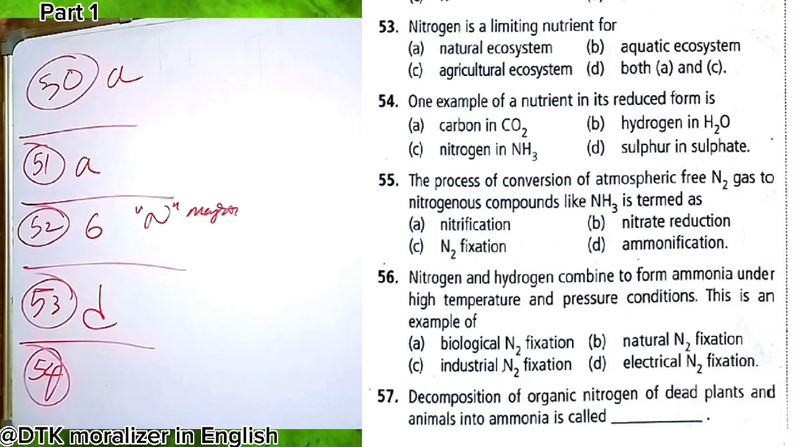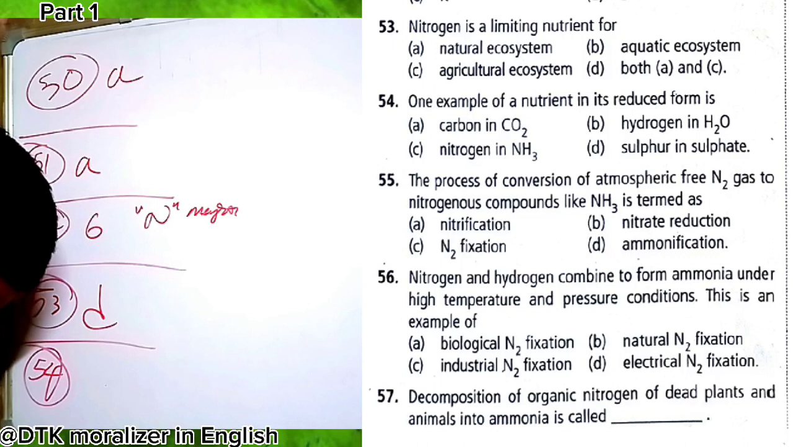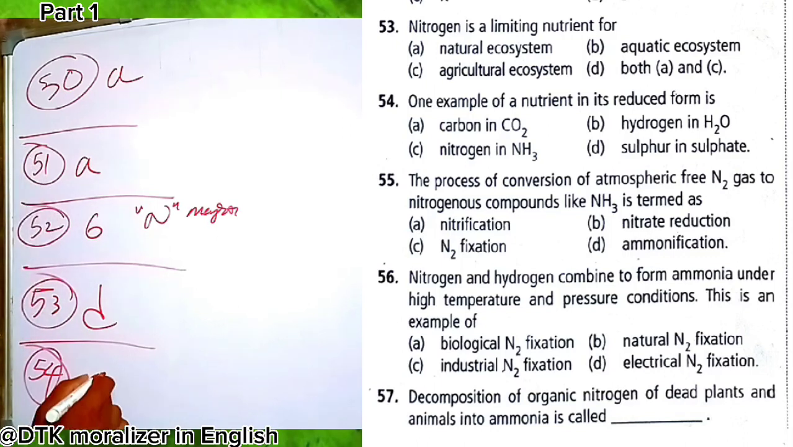Now question number 54. One example of a nutrient in its reduced form is carbon in CO2, hydrogen in H2O, nitrogen in NH3, sulfur in sulfate. Option C. Nitrogen in ammonia. Remaining are oxidation processes, not reduction, not reduced form. Oxidized forms remaining are. So option C.